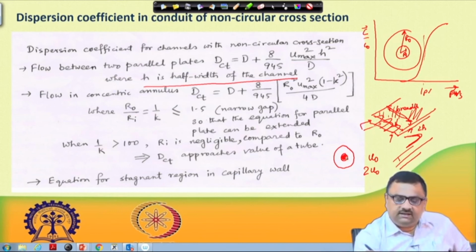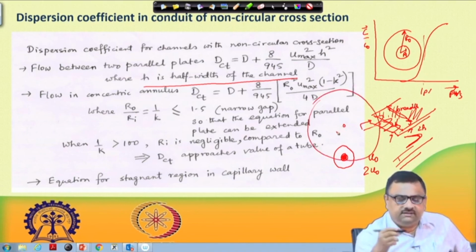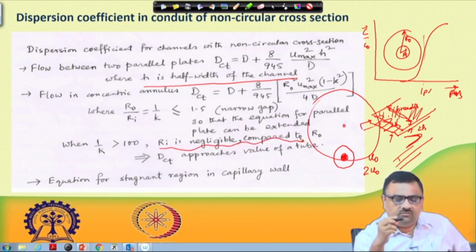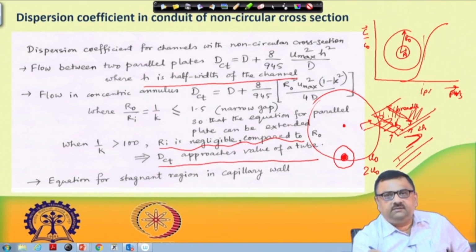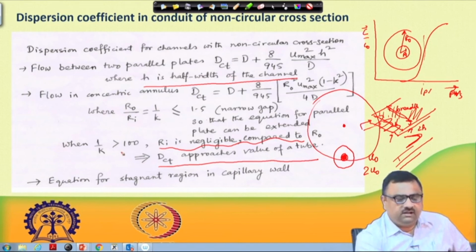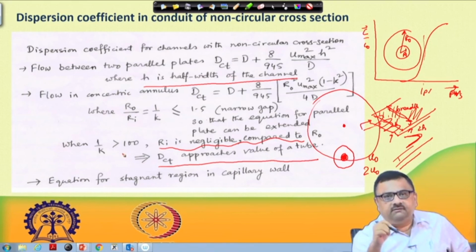But in the other case, this Ri is very small and Ro is very large. So, in this case, the assumption they made is that Ri can be neglected compared to Ro. Then one can say this DCT approaches the value for a tube. It is as good as whether you block this pathway or not, it does not matter if the ratio is greater than 100.